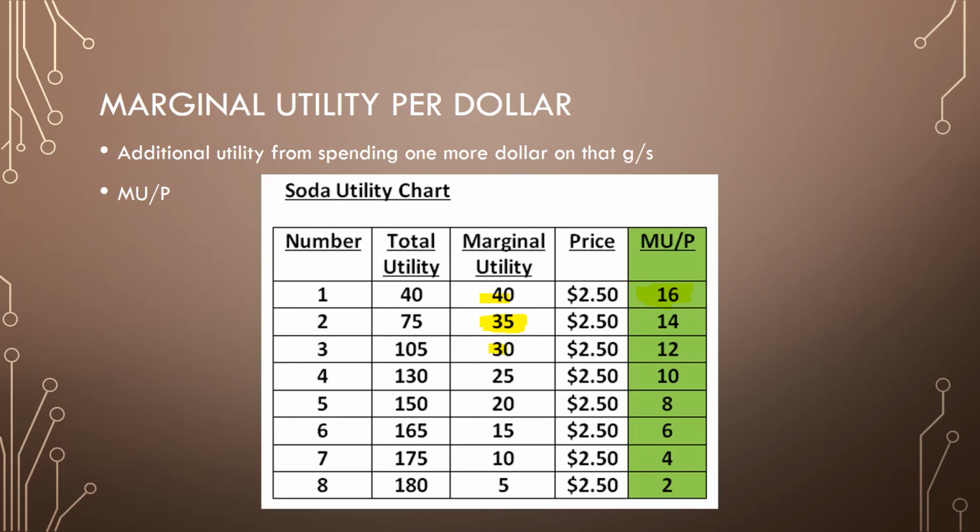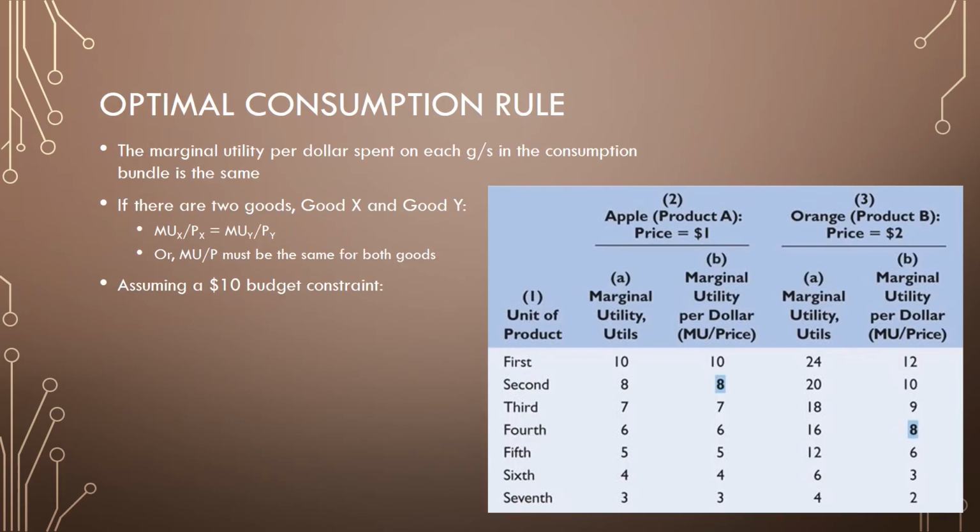Now the last thing to do is to see what we do once we have figured out our marginal utility per dollar. The optimal consumption rule states that the marginal utility per dollar spent on each good, because remember we're talking about two goods now in our bundle, is the same. So our MU, marginal utility divided by P, has to be the same. If it's not, that tells us we need to buy more of one good and less of the other. We do that until our marginal utility per dollar is equal.